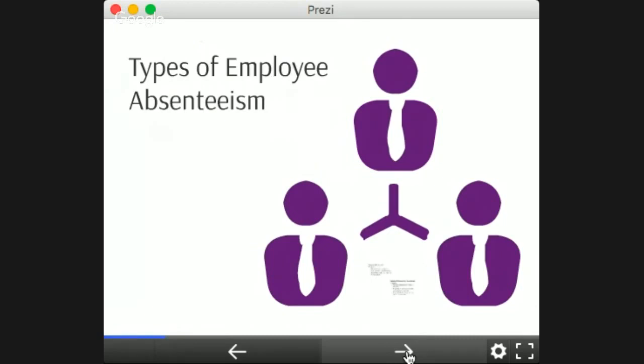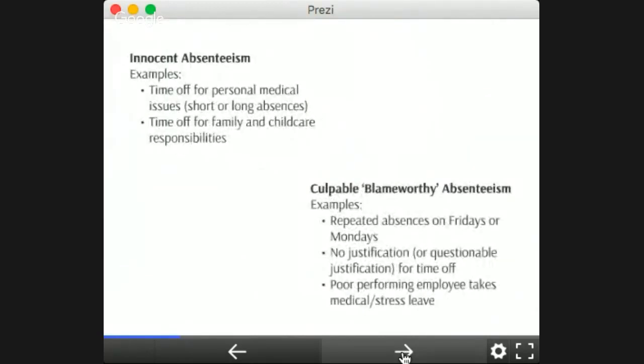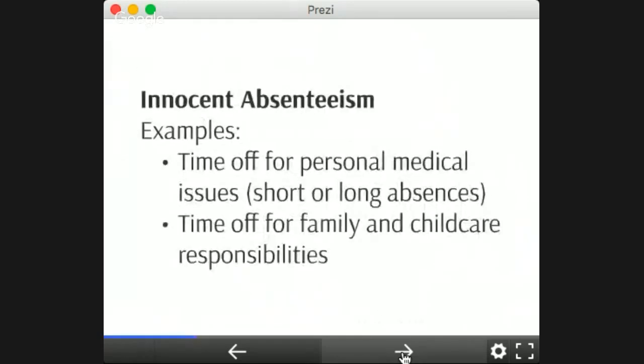Now, before we get started, it's important to know that there are different types of absenteeism so you can have a proper plan to address both. The two types of absenteeism are innocent absenteeism and culpable absenteeism. Innocent absenteeism is your employees who are sick and away from work for bona fide reasons, or they might have childcare or family care responsibilities that keep them out of work. They're not necessarily abusing your sick leave policies. They might be using a lot of your sick leave, but it is for a legitimate reason.